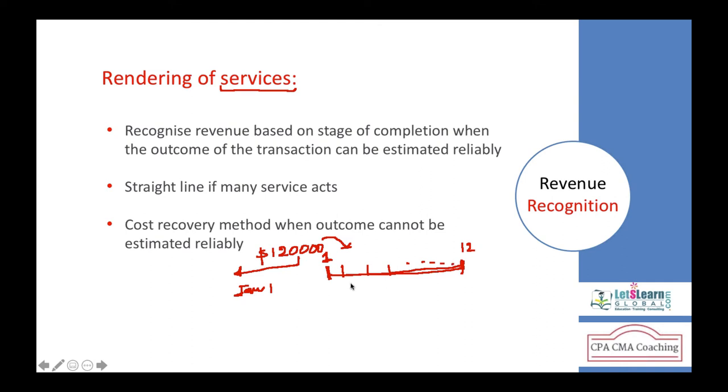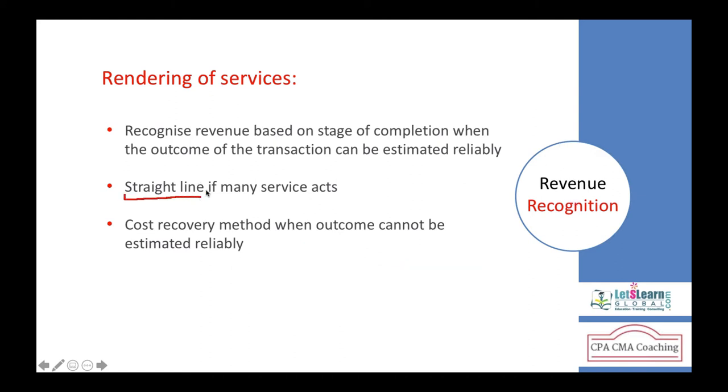Straight line basis. So you see the period is 12 months. Each month, we recognize $10,000. Mostly in the service industry, we recognize the revenue on a straight line basis.